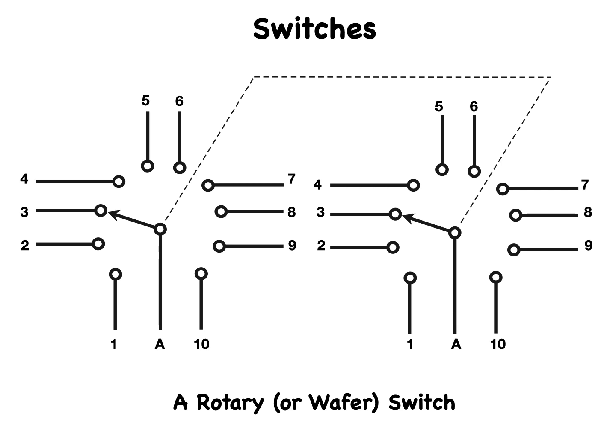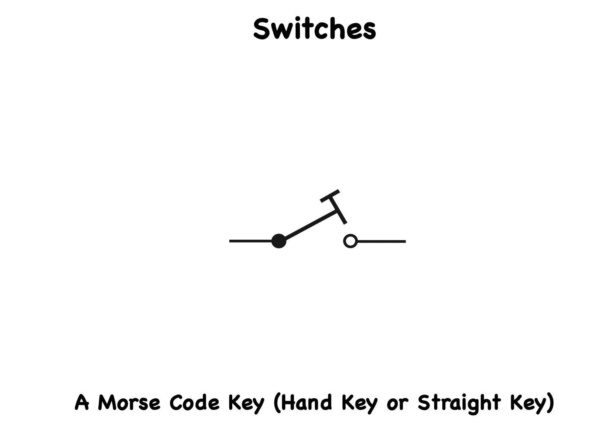Some amateur radio operators use a special switch called a Morse code key. This old-fashioned device, also called a hand key or a straight key, makes or breaks a circuit for the purpose of sending Morse code manually. It's an SPST switch with a lever and a spring, causing the device to return to the off position when the operator lets go of the lever. This shows its schematic symbol.